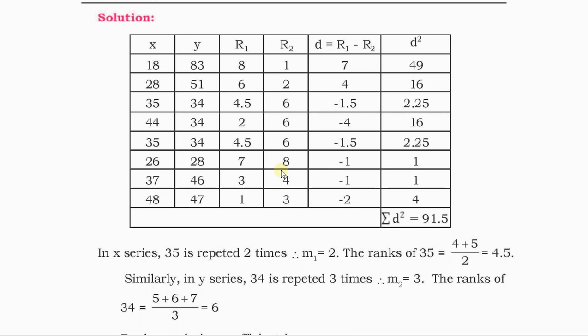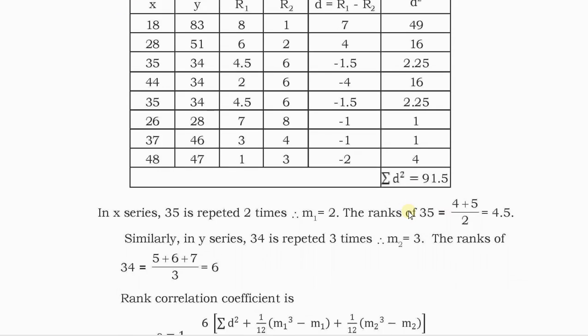Now as usual we carry out our procedure. We find out the d. 8 minus 1 is 7, 6 minus 2 is 4, 4.5 minus 6 is minus 1.5, 4 minus 5.5 is minus 1.5, minus 1, minus 1 and minus 2. So if we square them, 49, 16, 2.25, 16, 2.25, 1, 1 and 4, which is 91.5.